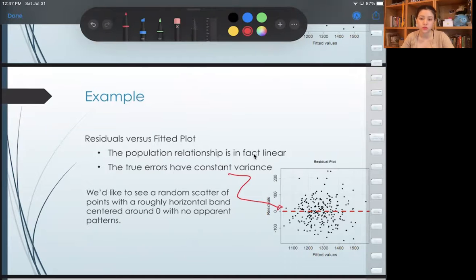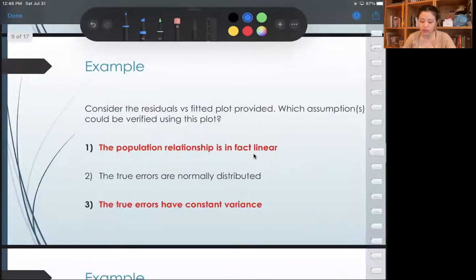Errors mean residual, that little e. And the population relationship is in fact linear. How do I show that? All the points are randomized. See, we have the random scatter of the points. So that means it shows that the population relationship is in fact linear. So that's 2 out of 3.